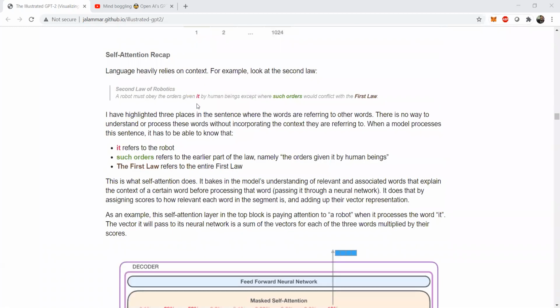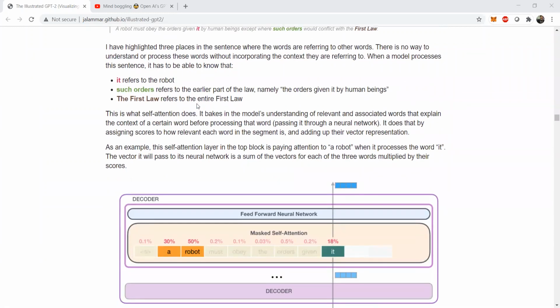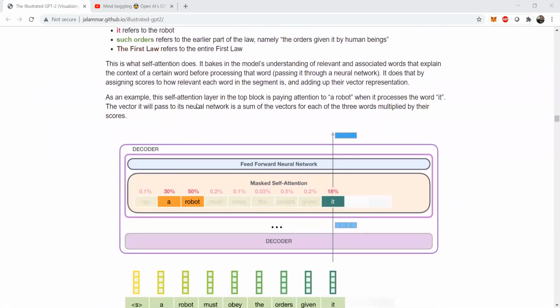Now in this case, this particular architecture is very much different from BERT, and here is where the ability to predict the next word or the next sentence comes in, right? We are using generative modeling for this particular GPT-2 architecture, and we can see how the masked attention works over here. A robot, right?